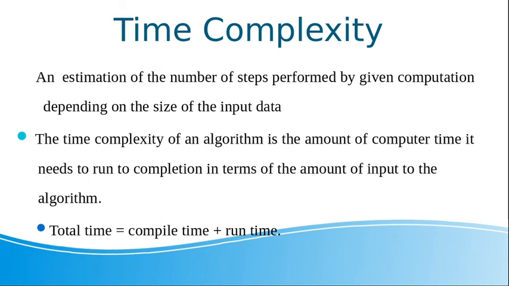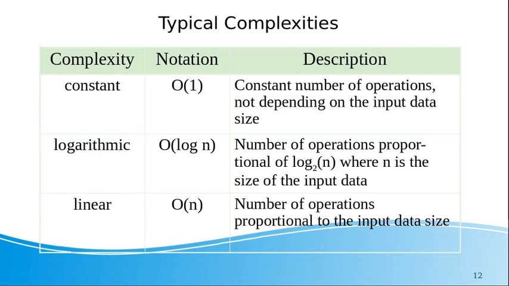Time complexity is the estimation of the number of steps performed by a given computation, depending upon the size of the input data. Time complexity is the amount of computation time needed to run to completion in terms of the amount of input to the algorithm. The total time is compile time plus run time. These are some of the time complexities which are used.